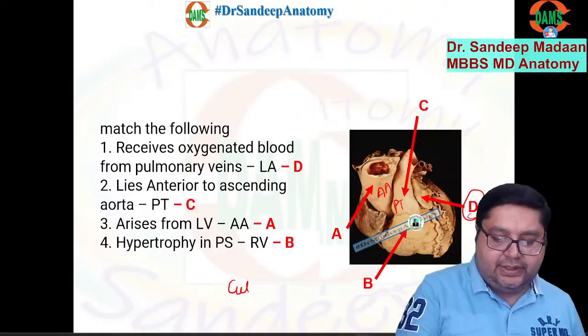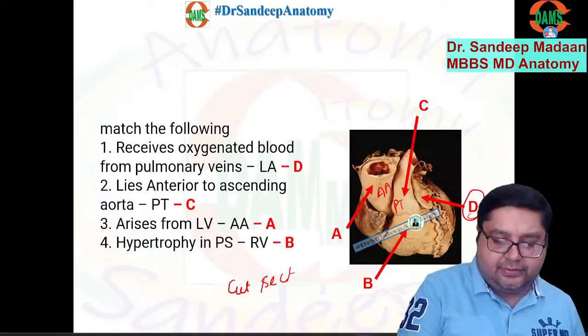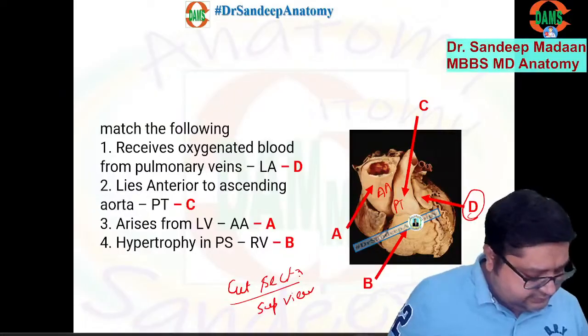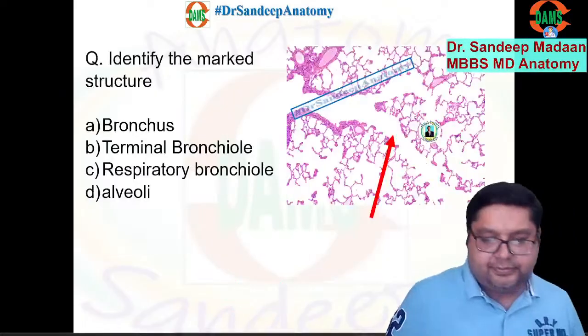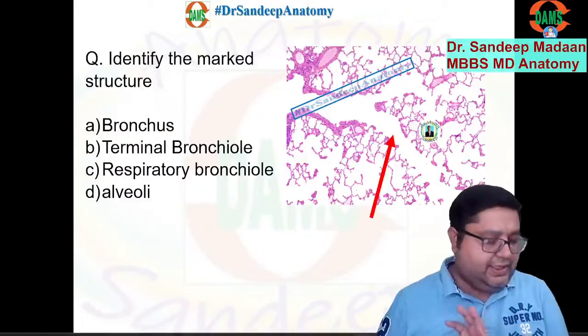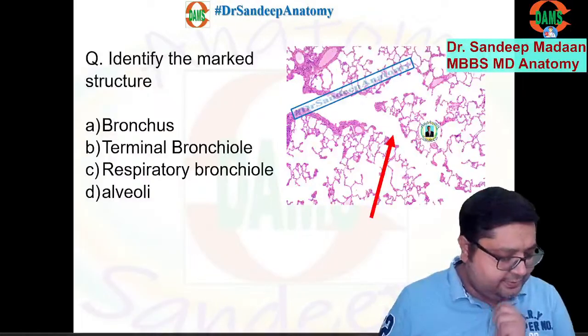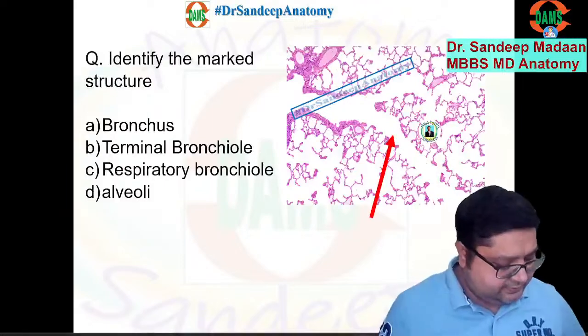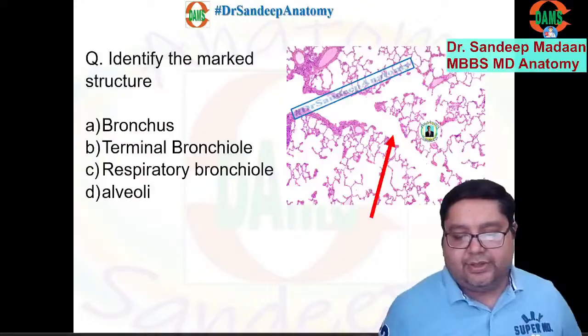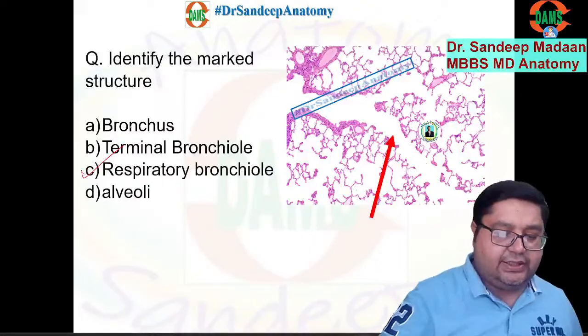Okay, this is the cut section, superior view. This type of picture was there. This question was there or not there? Students were saying that the marker was on the respiratory bronchiole. Okay, the respiratory bronchiole. That's why I'm putting this at the respiratory bronchiole.